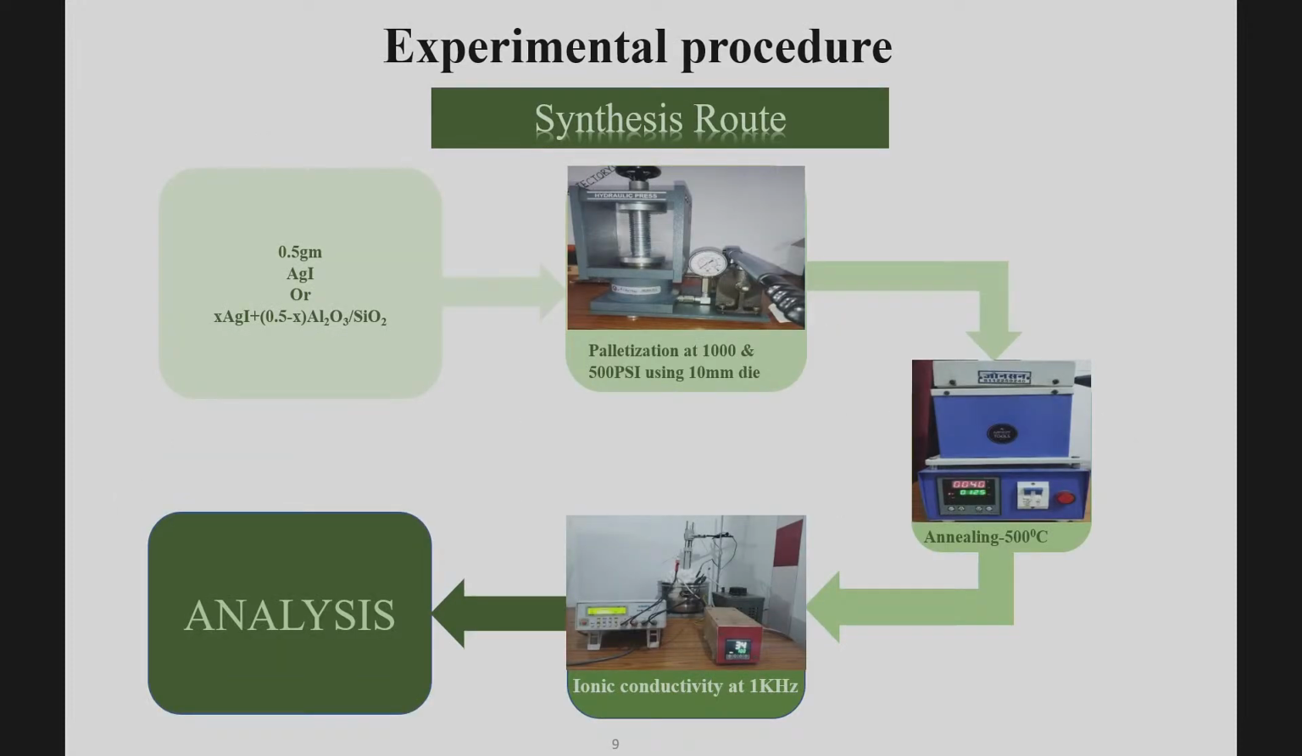This is the experimental procedure that we did in our lab. First, we take the stoichiometric weight of AgI and its oxide fillers, and after that we pelletize it using a hydraulic press with a 10 mm die at 500 psi and 1000 psi pressure. Then we obtain cylindrical pellets. The cylindrical pellets are then put in the furnace for annealing. After annealing at 500 degree centigrade for approximately 14 hours, we measure the ionic conductivity of the sample at 1 kHz frequency.